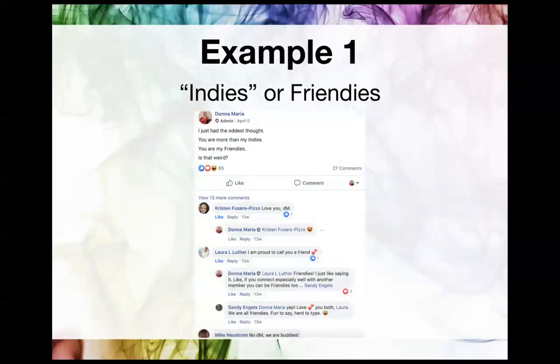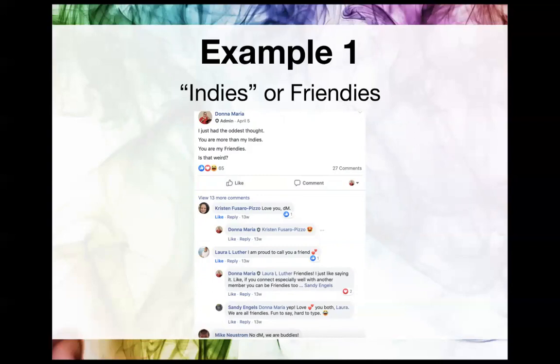The Indie Business Network is the first example that comes to my mind, of course. I call my members Indies. One day I got this brilliant idea that I could also call them Friendies because, hey, it rhymes. So I went ahead and posted, hey, you guys are more than just my Indies, you're my Friendies. Is that weird? And the response I got was tremendous. People loved it. It made them smile, it made them laugh, they loved me back.